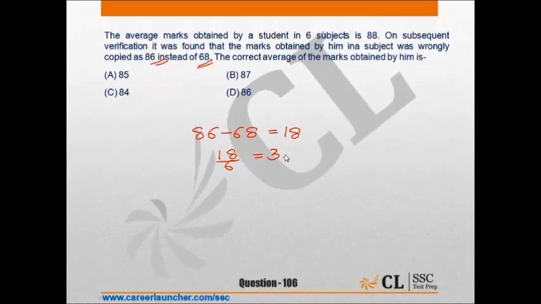So, there would be a decrease of 3 marks in each of the subjects, and there is a decrease because the new marks, that is 68, are less than the previous marks, that is 86. So, when there is a decrease of 3 marks in each subject, there would be a decrease of 3 marks from the average as well. So, the new average comes out to be 88 minus 3, that is 85. So our correct option is option A.